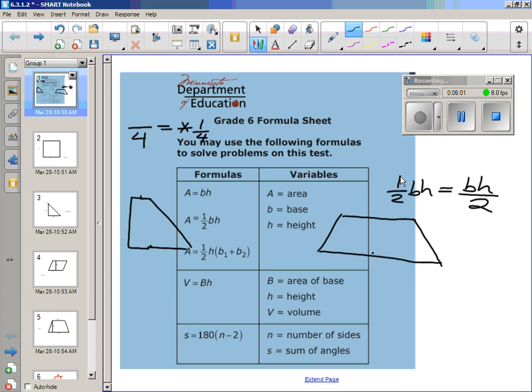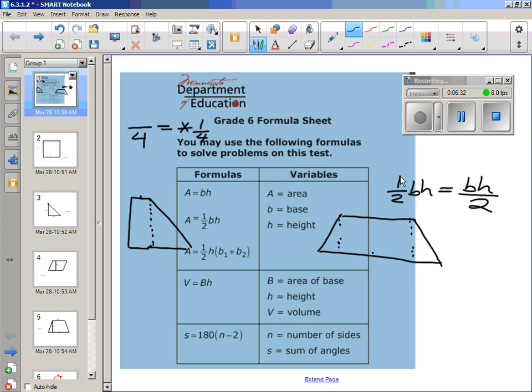So this is the formula for finding area of those shapes. I'm going to show you another method that you can do. In fact, we can take a combination of these two right here to find the area of a trapezoid. Because I can break this into a rectangle and a triangle. And I can turn this into a rectangle and two triangles.